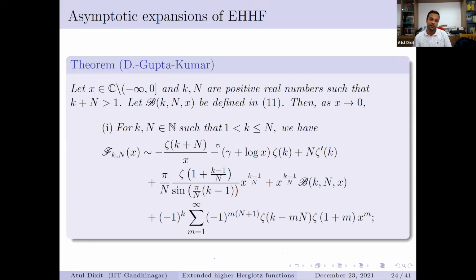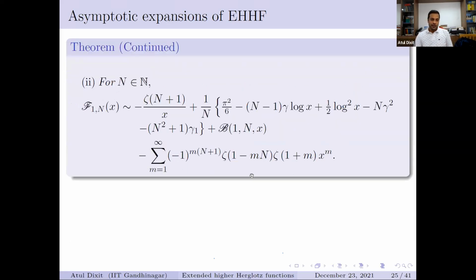So you have this main term consisting of 1 by x, then log x, then this constant term, then powers of x, and then the error term part consisting of this infinite sum. For k equal to 1, one has to go separately because the functional equation has separate residual terms.